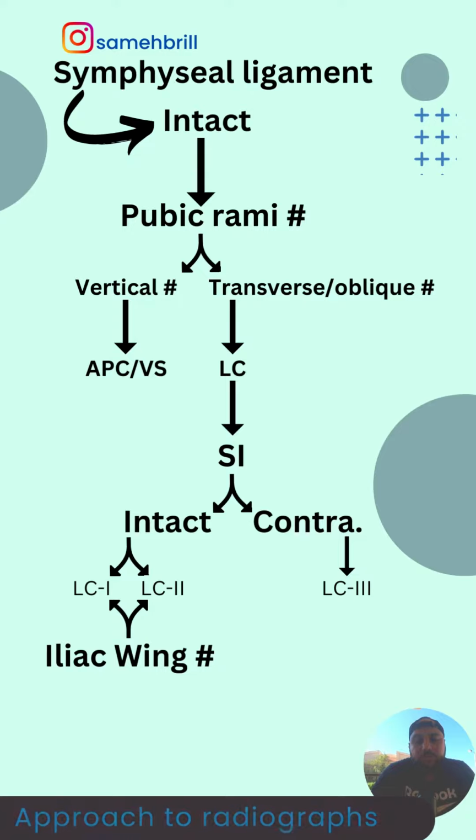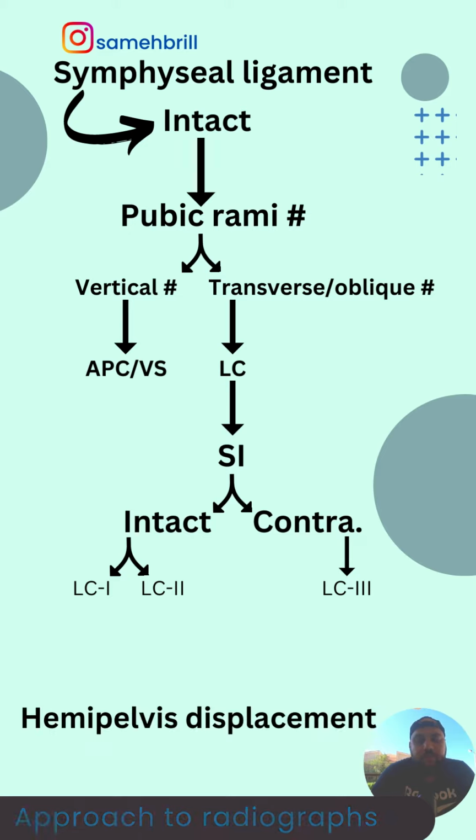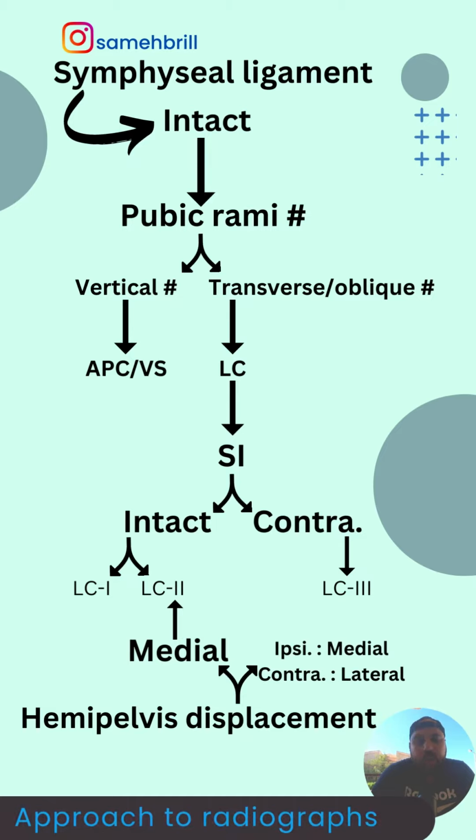Now, in order for us to confirm that it's an LC2 or an LC3, we take a look at the hemipelvis. If there is a medial displacement of the hemipelvis, that's an LC2. If there is an ipsilateral medial and a contralateral lateral displacement, that's an LC3.